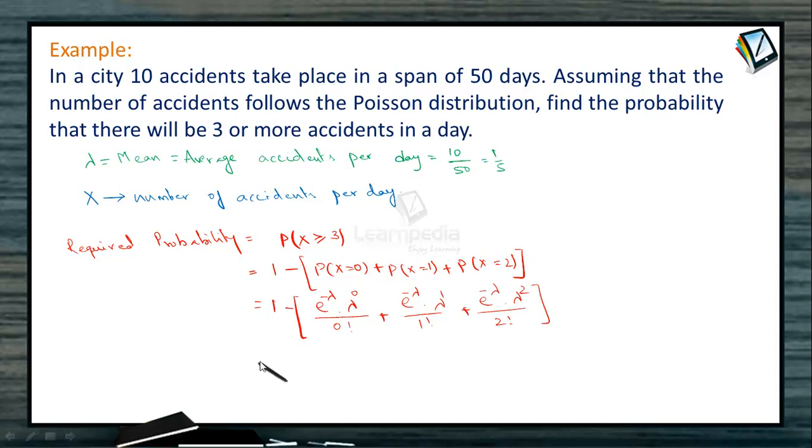We know the value of lambda, so let's replace the values. It is 1 minus, yes, e to the power of minus 1 by 5 into lambda to the power of 0, 1 by 0 factorial is 1, plus e to the power of minus 1 by 5 times lambda, which is 1 by 5, by 1 factorial is 1, plus e to the power of minus 1 by 5 into lambda square, which is 1 by 25, into 1 by 2 factorial, that is 1 by 2. When simplified, we can take out e to the power of minus 1 by 5 common. So this becomes 1 minus 61 by 50 times e to the power of minus 1 by 5. This is the probability that there will be 3 or more accidents in a day, right?